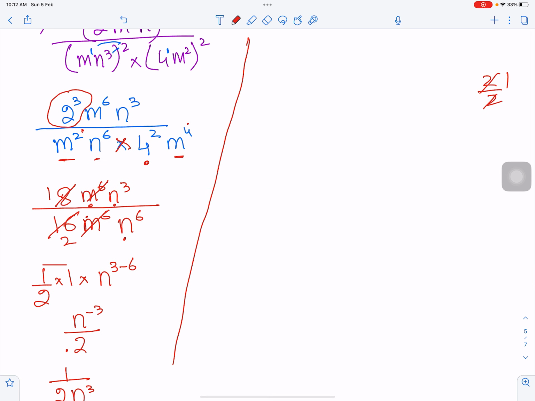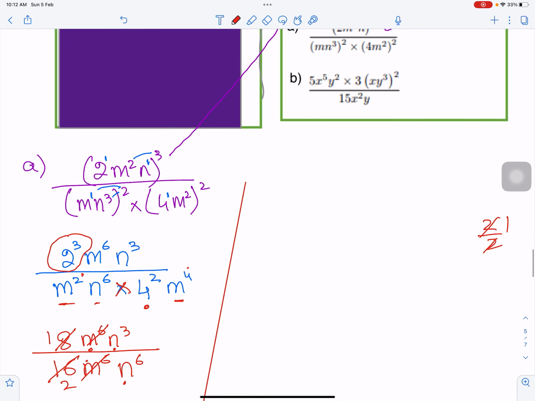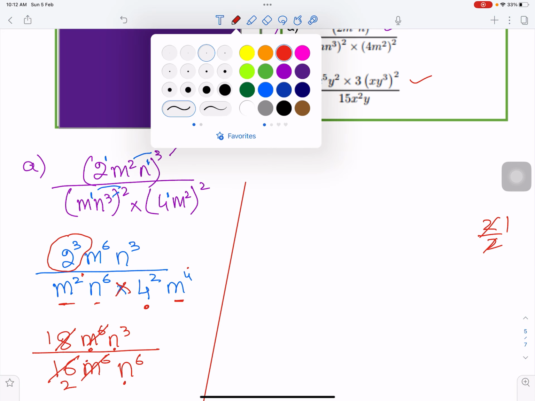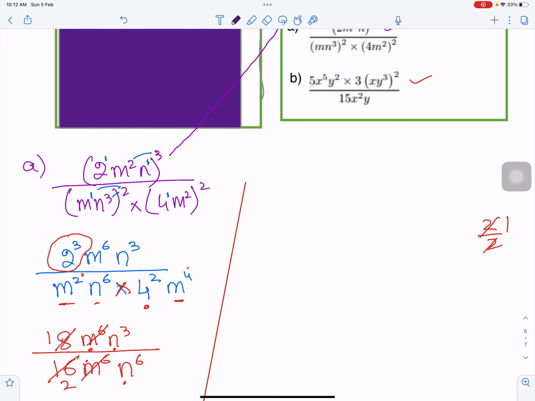Let's see the other complicated question. I'm trying to make it a straight line. Yes, it is. Okay, now let's do this one. So first of all, the part 5x power 5, I will not disturb. I will keep it as it is. Now this 3 is outside the bracket, so power 2 will not apply on it. Okay, so keep it here. This power 2 will apply only on this and on this.